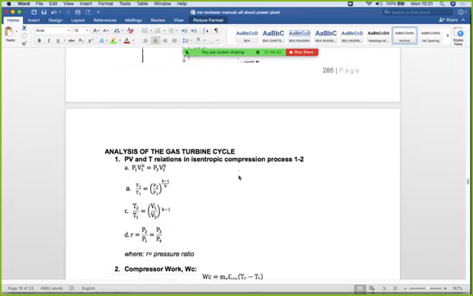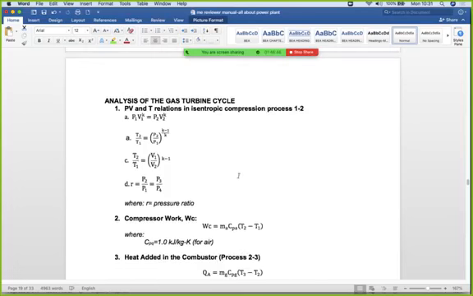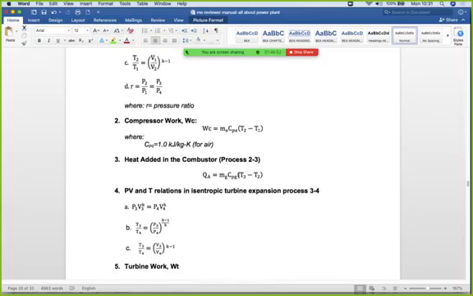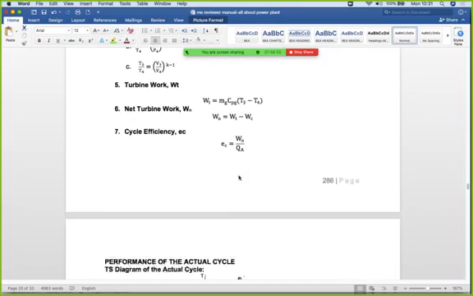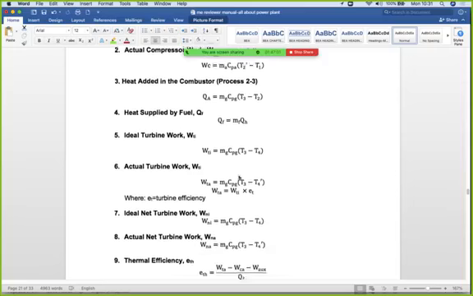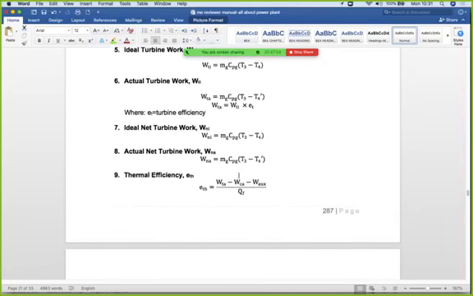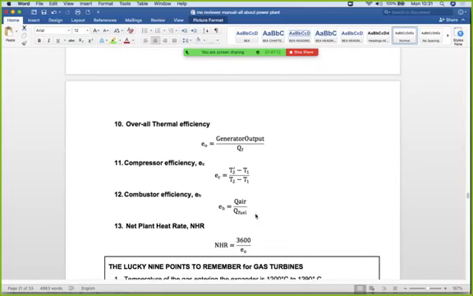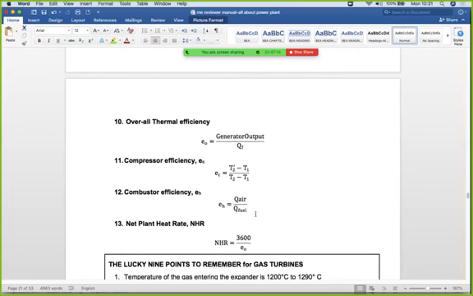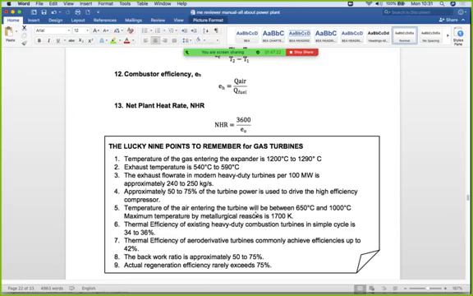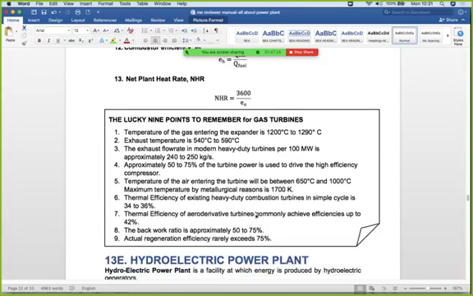So that's what happened to the air and gas. It will be compressed and ignited, or the process of combustion will take place inside a combustor. So this is the performance of the Brayton cycle. You just read them. You don't have to confuse it with other performance, because they have a different cycle, which is the Brayton cycle. It is different from a Rankine cycle, a diesel engine cycle and a gasoline engine cycle. So these are the lucky 9 points to remember for gas turbine. Remember that one.